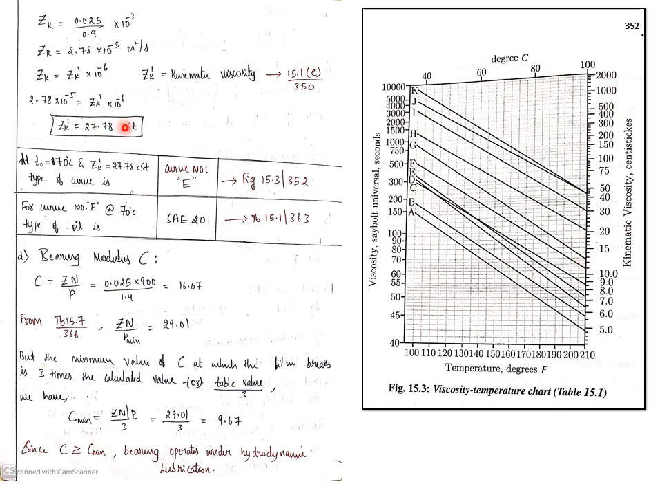Okay, now how to find the type of oil? At 70 degrees, that is the operating temperature that we have assumed, and the Zk dash value, if you cross-check both, for example if you go to the y-axis, that is Zk dash, it is 27 point something, somewhere around here, at nearly 70 degrees. So this is 70 degrees, check where exactly it matches. It will cross-check the value of E.